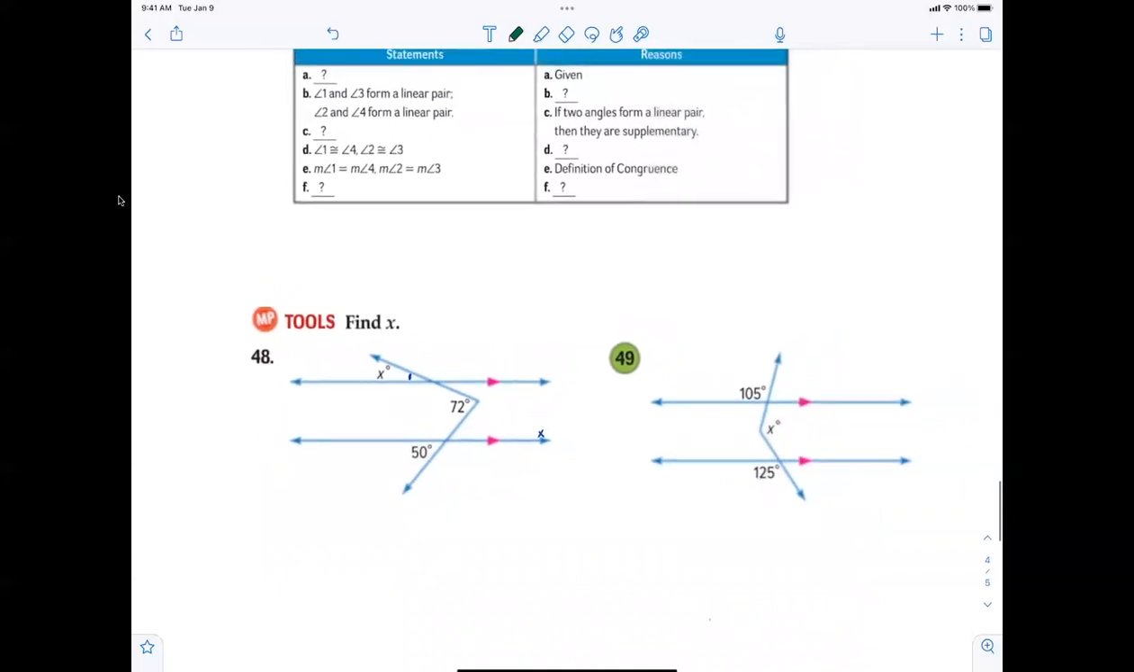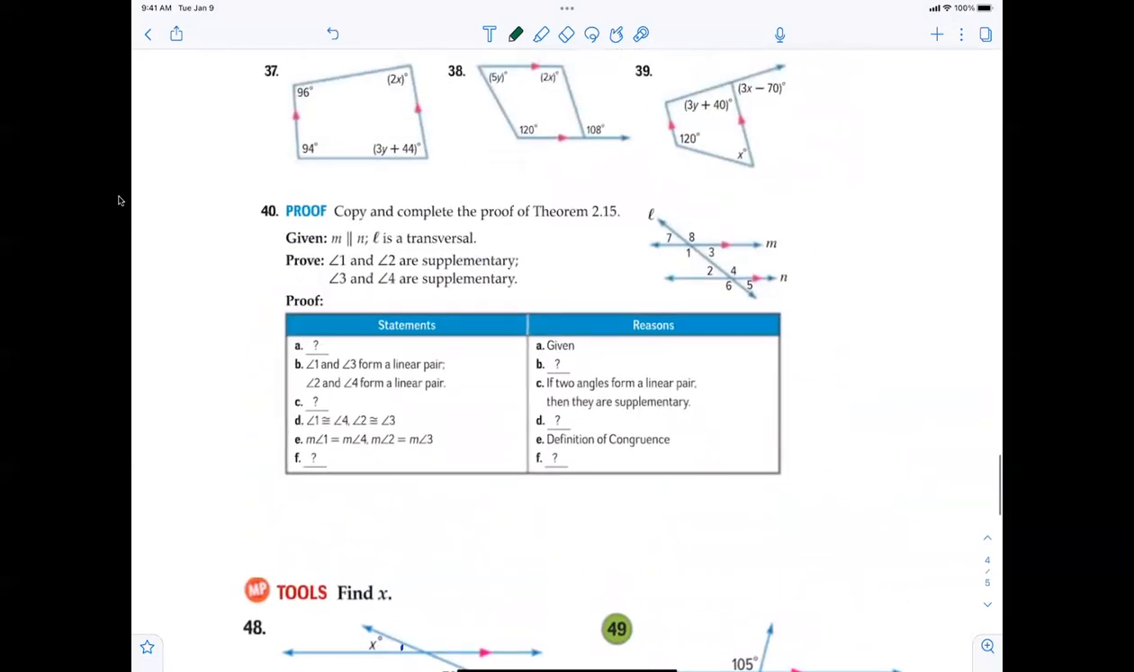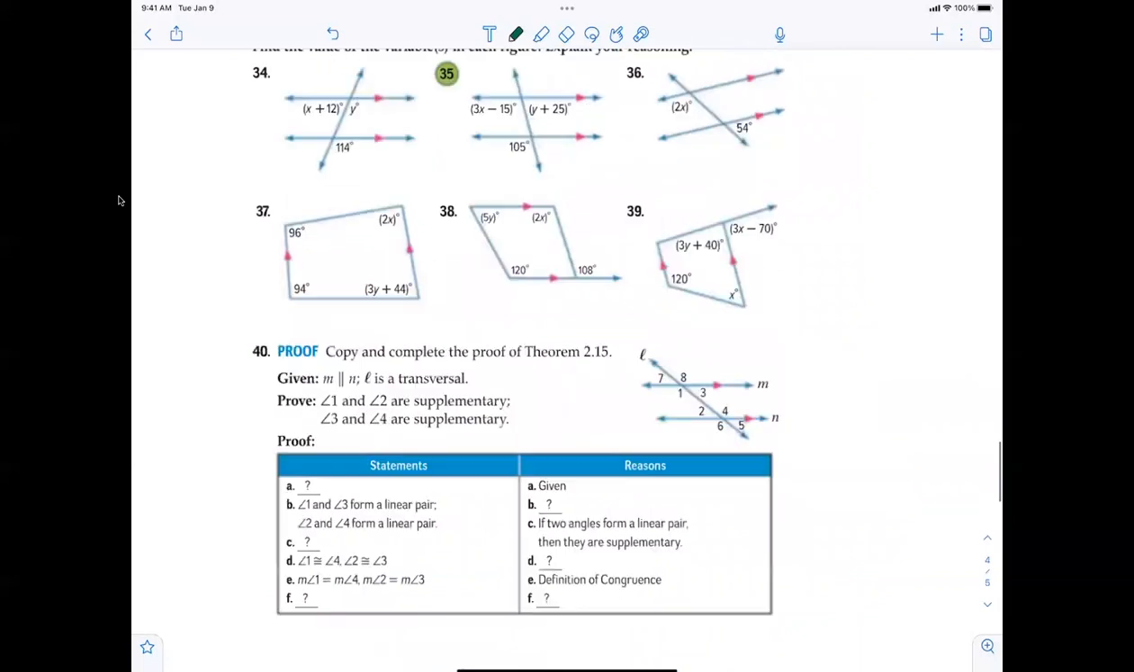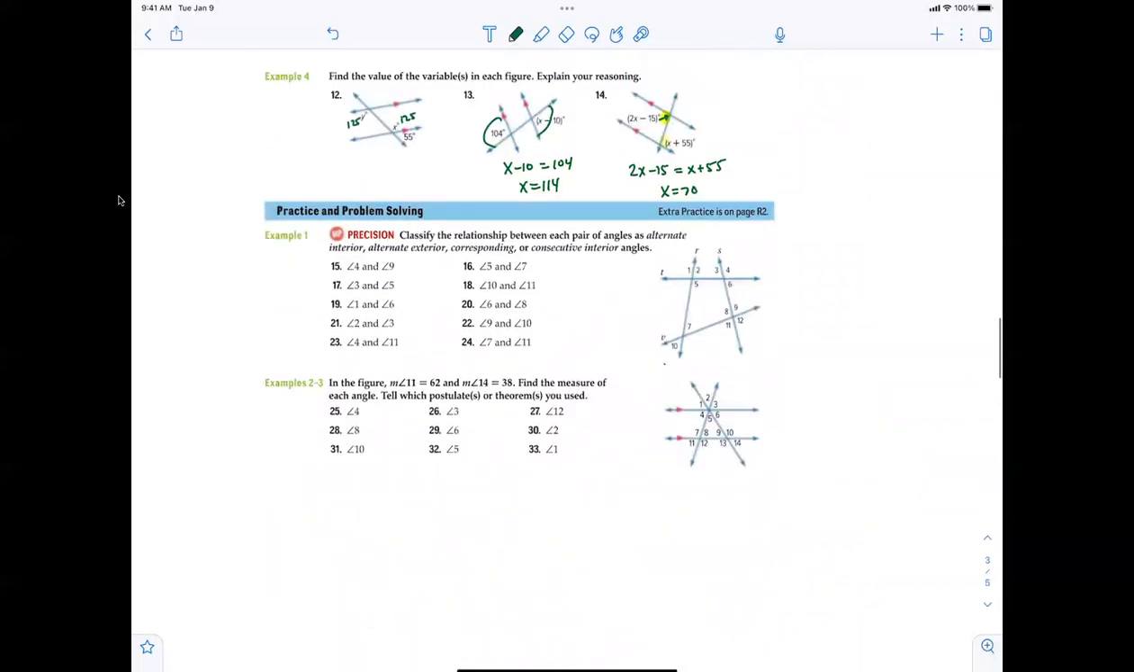Okay, so I'm gonna give you two hard ones. I want you guys to try to figure out 48 and 49. Honestly, I think it's easy. I think you can even fill in that proof. I think we kind of did it already. But anyway, that's it for me. You guys finish up.